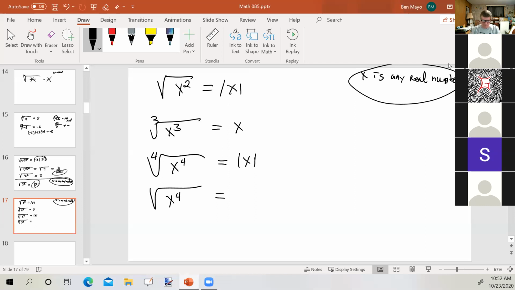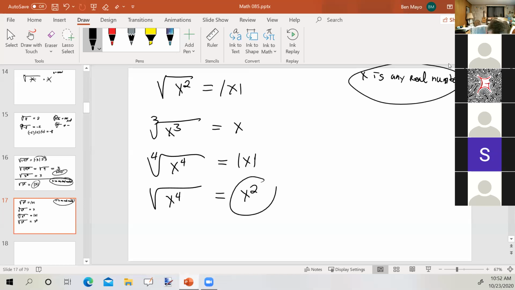What about the square root of x to the second power? Okay. Do I need absolute value bars? Since it's even, you have to have the absolute value. Nope. Since it's an implied 2 on the index, I don't need absolute value bars. Can anybody tell me why?